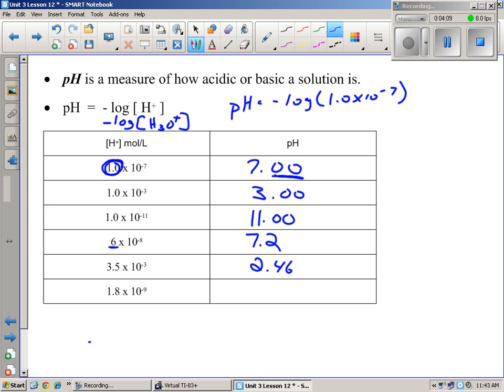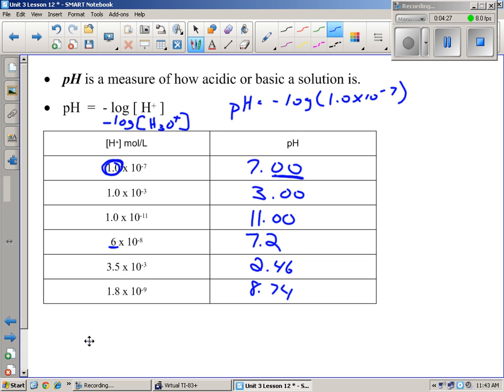What about the last one here? 8.74? Is that right? Okay. I always forget the last one here. 8.74. Okay, so that's what you should get for those.